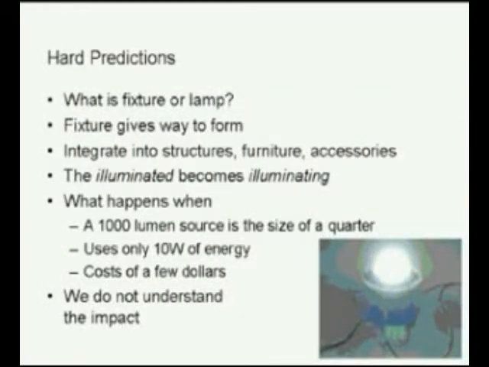But the hard predictions are, what is a fixture? What is a lamp? A fixture may give way to new forms. We can integrate these devices into structures, into furniture, and all types of systems and devices. The illuminated, in some cases, may become illuminating. Instead of lighting something externally, why not have that device or that system emit light? And what happens when we have a 1,000 lumen source the size of a quarter? It only uses 10 watts of energy, only costs a few dollars. That can completely change the face of lighting. And we just don't understand the impact of that yet.